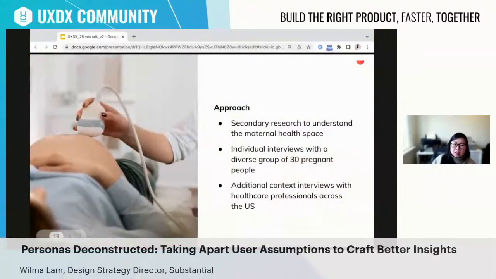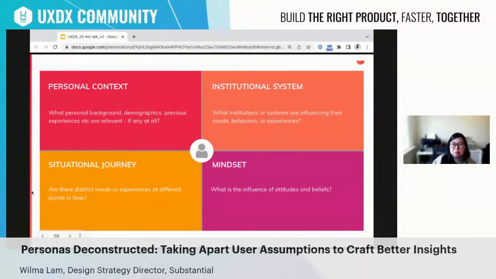As a starting point, our team would typically do secondary research to understand the maternal health space and trends, as well as social listening to gain initial insight. This would often be followed with a series of interviews, probably several dozen, with pregnant people across different points in their pregnancy, with a focus on understanding that end-to-end patient experience. To give additional context, we might also round out that research by speaking with healthcare professionals, including midwives, nurses, doctors, administrators, and other specialists.